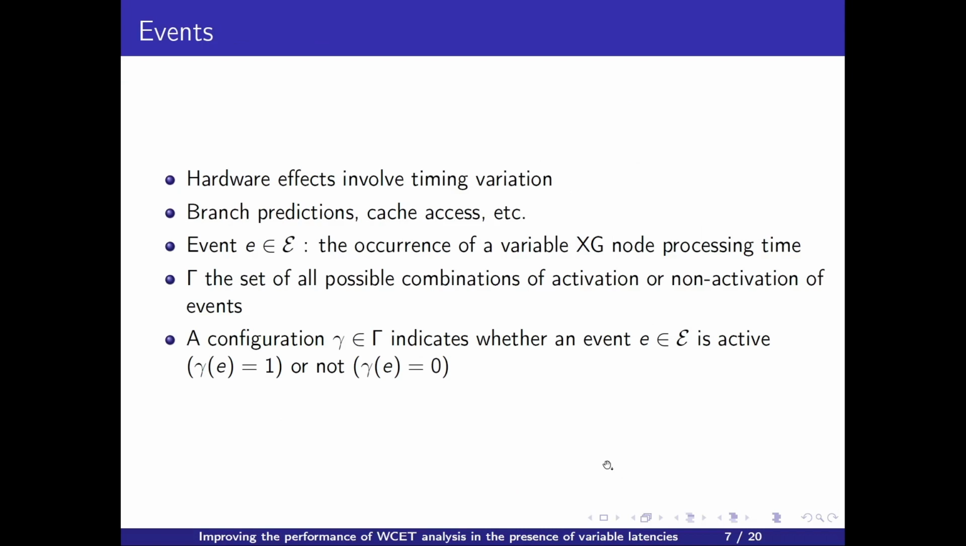However, the execution time of each stage is not always one cycle or a constant number of cycles. There may be some hardware effects, for example branch predictions and cache access, that may have different latencies according to the execution context. So we defined what we call events to represent the occurrence of variation of execution time. And we denote big Gamma the set of all possible combinations of activation or non-activation of events, and small gamma a particular configuration of big Gamma.